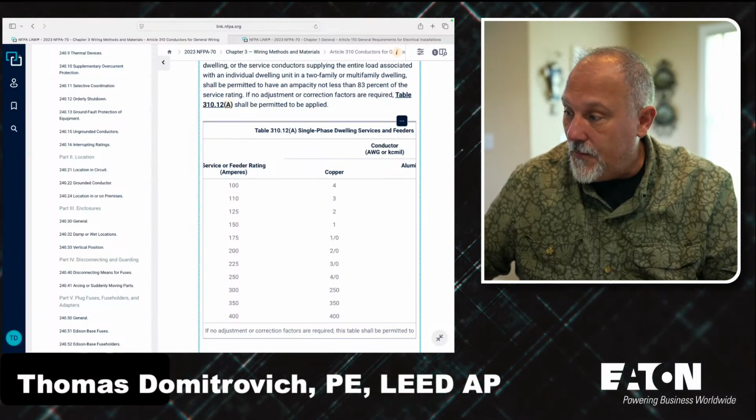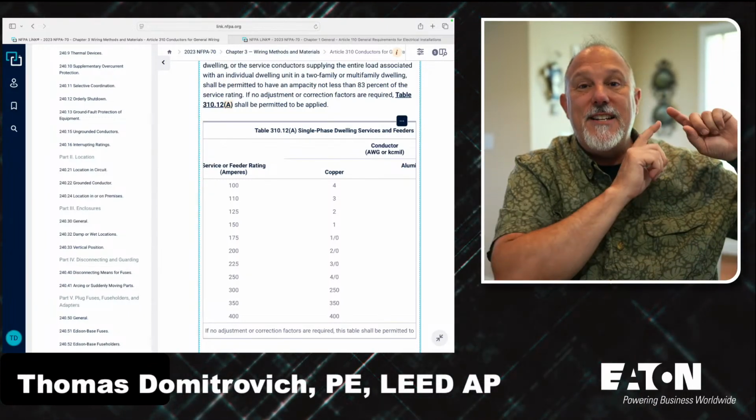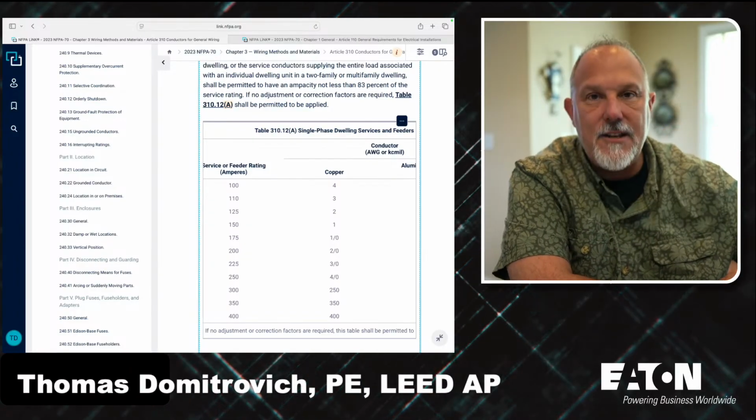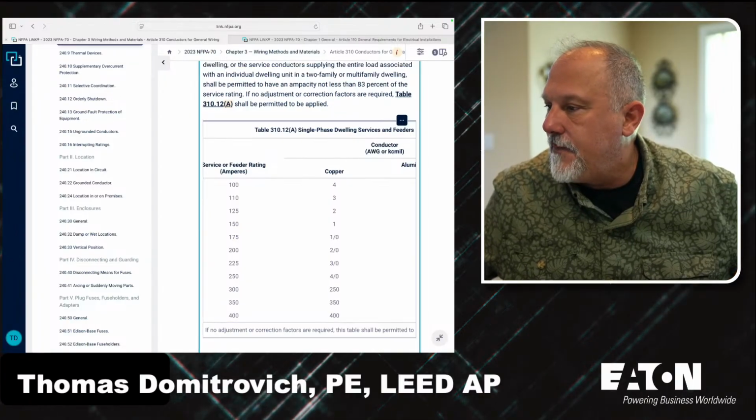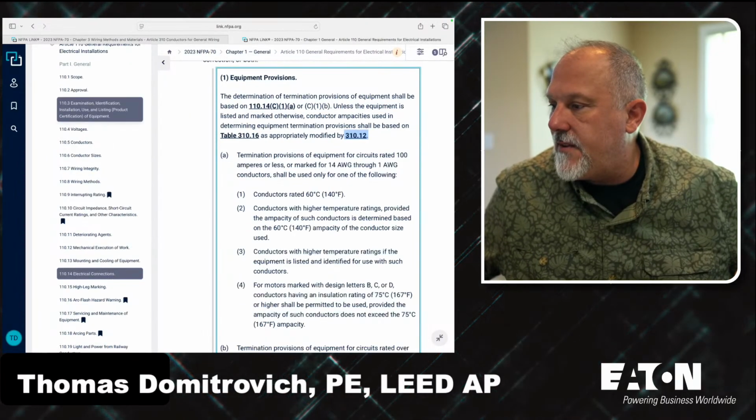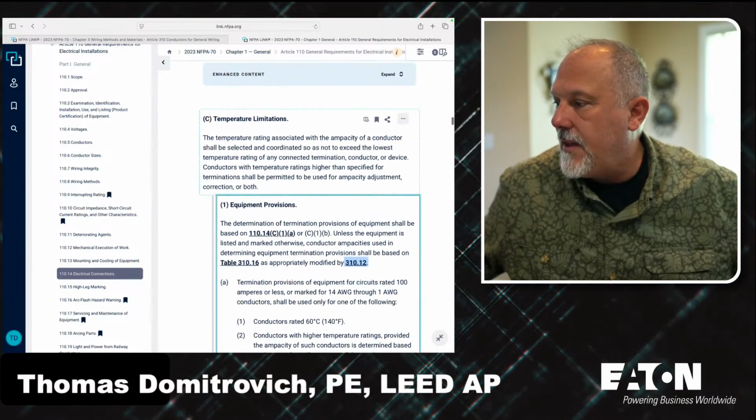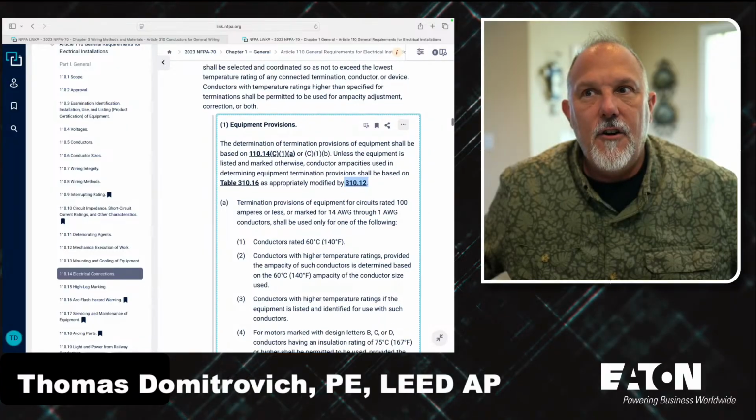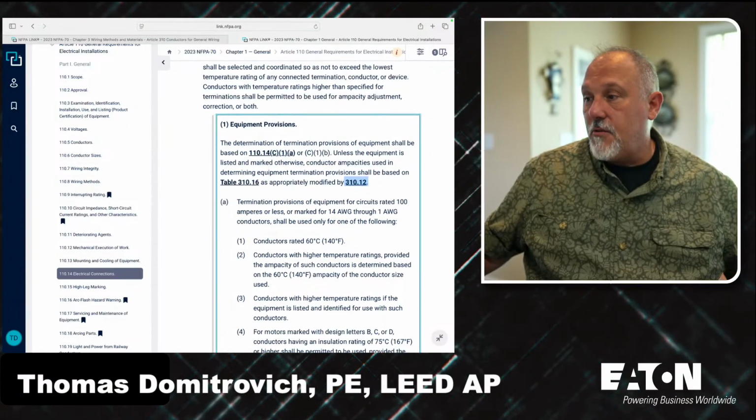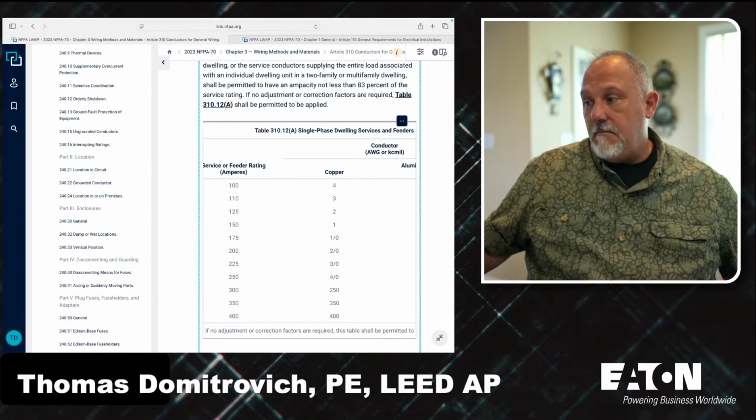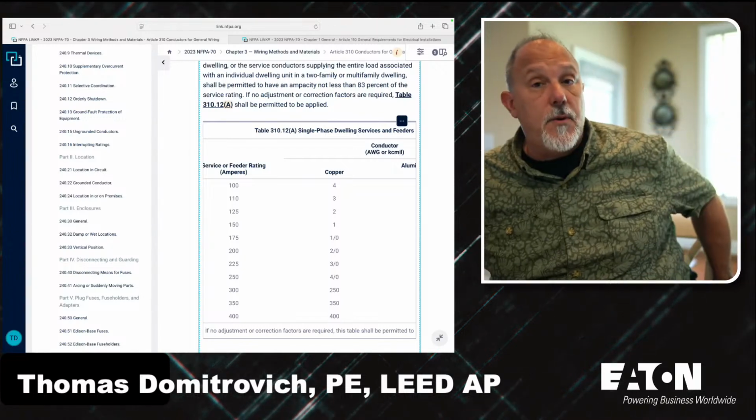This table is letting me put a smaller conductor on the terminal, which is modifying 110.14. What's the title of 110.14? That is the equipment temperature, the electrical connection rating, the temperature limitation for that service disconnect. So I'm not changing, in 310, I'm not changing the ampacity of the conductor at all. The ampacity of that 4-gauge conductor is what it is.